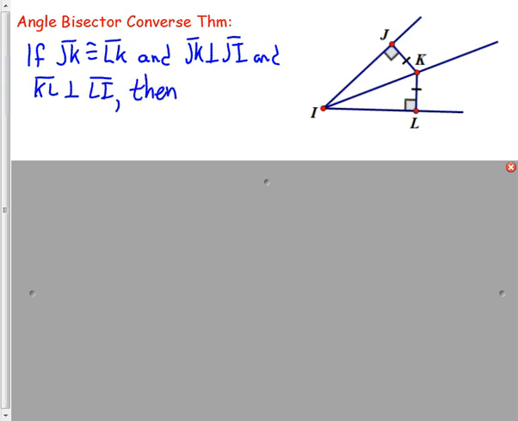Then, if they're both perpendicular and congruent, we say IK is the angle bisector of angle JIL.